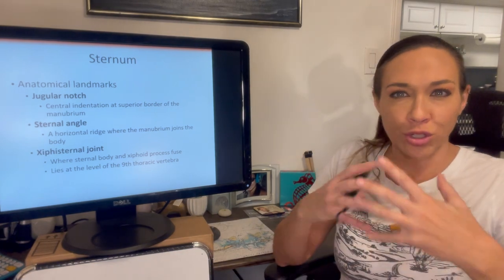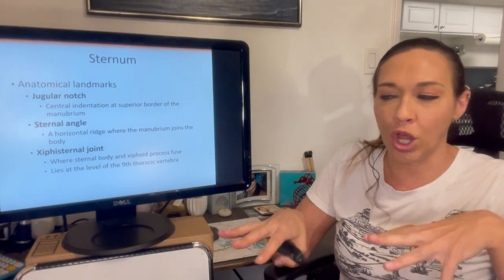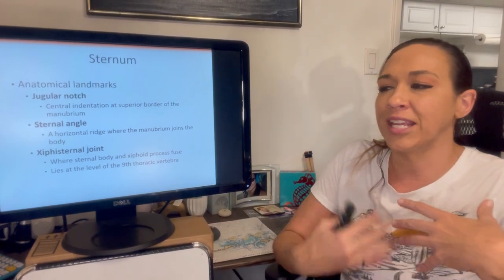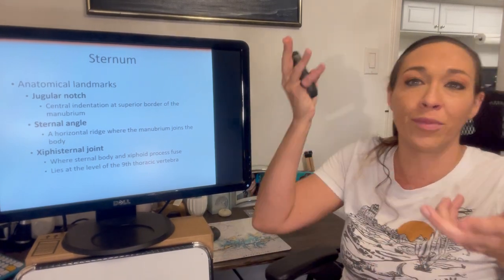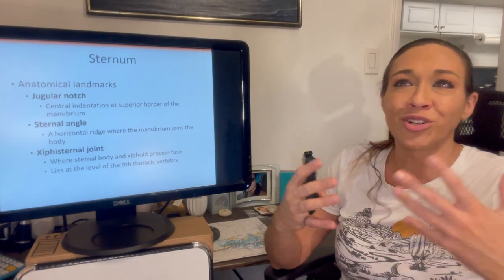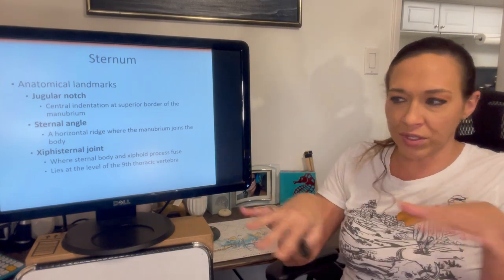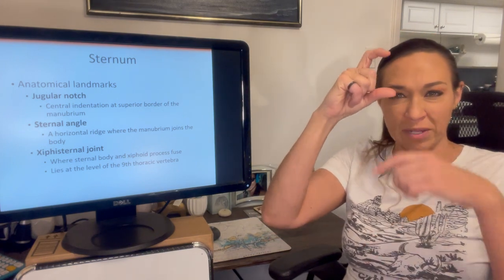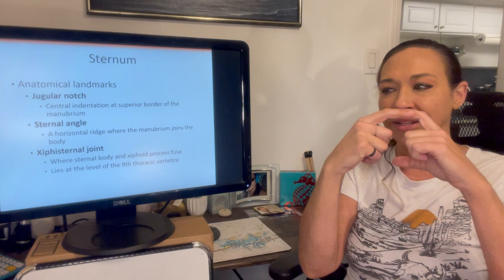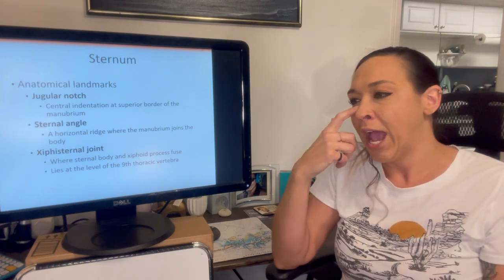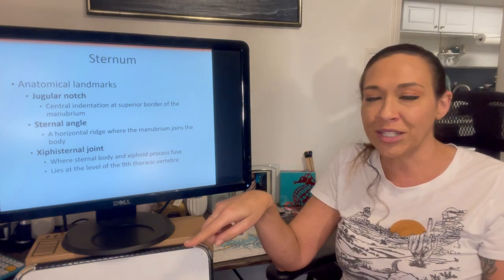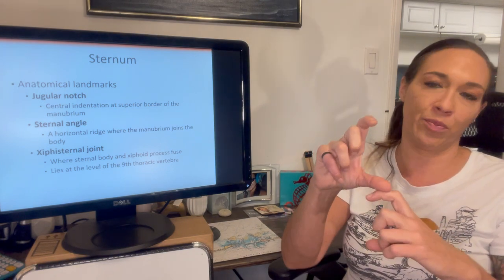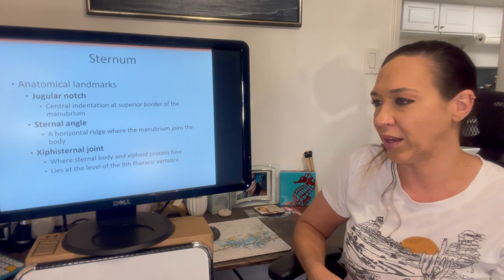A couple of the protrusions or notches found along the sternum: we have the jugular notch. Essentially, that's the central indentation at the superior border of the manubrium. You've got the sternal angle, which is basically a horizontal ridge where your manubrium joins the body. So you've got the manubrium up top, and as it joins the body, right there is the sternal angle. And then you've got the xiphisternal joint, which connects the xiphoid process down below to the body as well. So it's that little section right there.